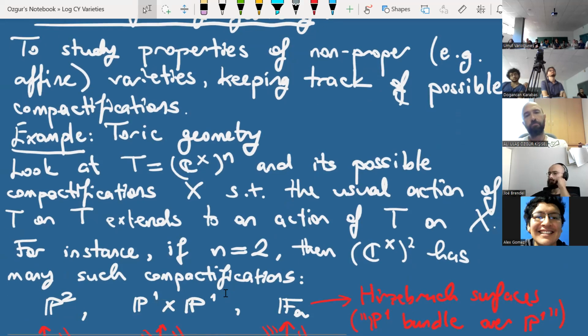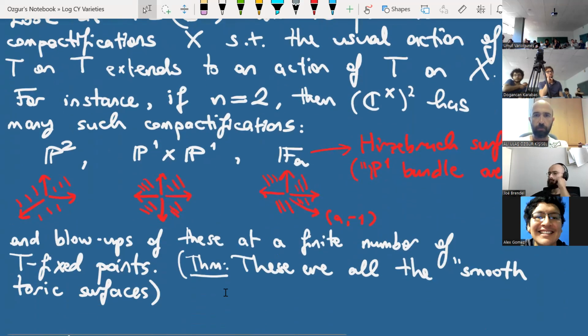So you look at an n-dimensional complex torus, T = (C*)^n. So C* is C minus 0. Look at compactifications of T such that the usual multiplication action of T on itself extends to the compactification. So it turns out you can do this in many different interesting ways. For example, if n is equal to 2, let's try to look at this in some more detail. (C*)^2 has many such compactifications. So the two best known are P2 and P1 cross P1.